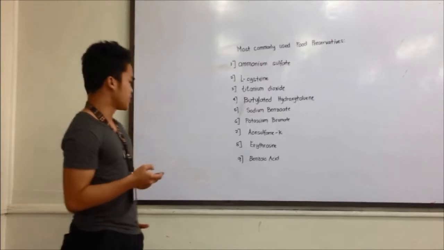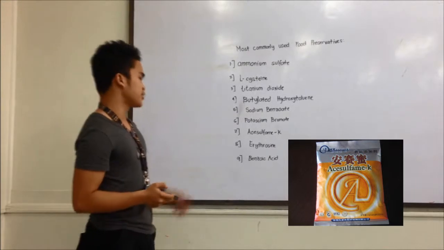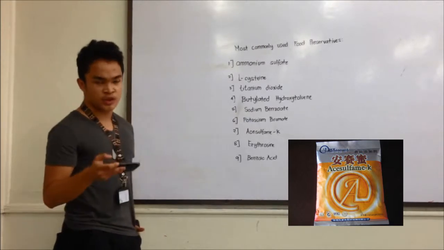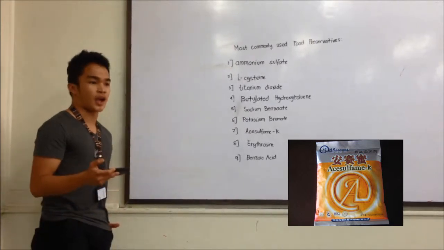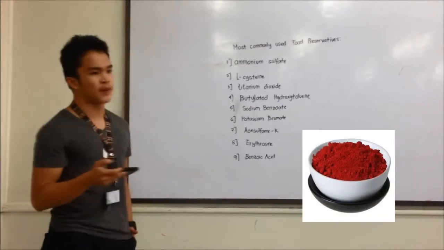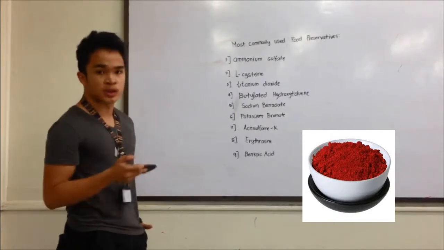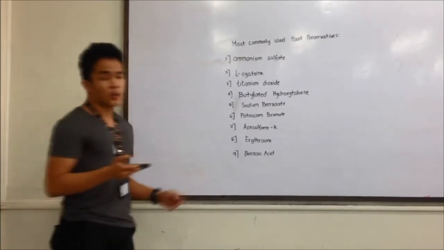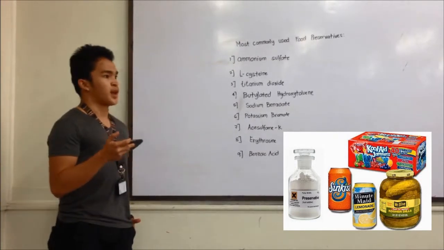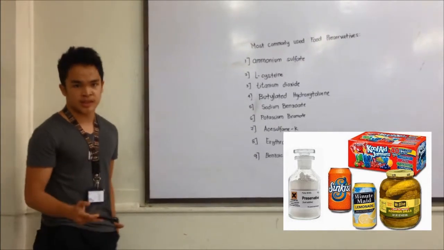Number 7, acesulfame-K, is an artificial sweetener. It is 200 times sweeter than table sugar, yet it is also carcinogenic in high concentration. Number 8, erythrosine, is a food coloring. It is commonly found in cherries and baked goods. It is made from coal tar. And the last one is benzoic acid. Benzoic acid is a very reactive compound, and it is found in cheeses and other dairy products. Benzoic acid causes hyperactivity and asthma among children.